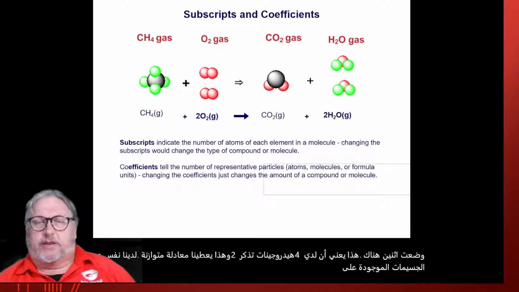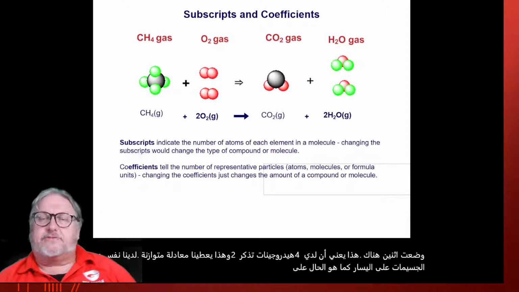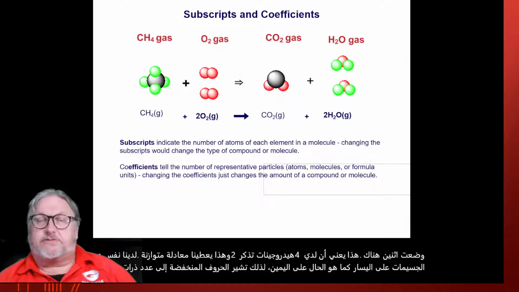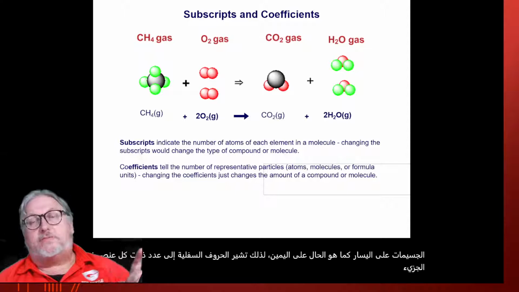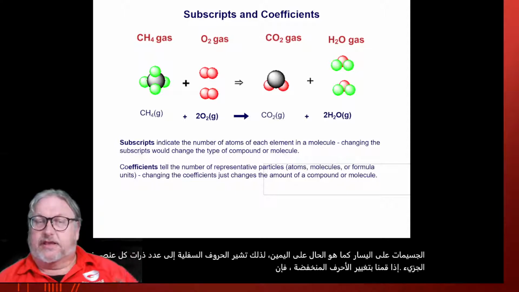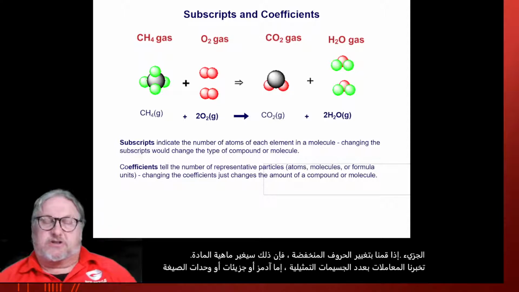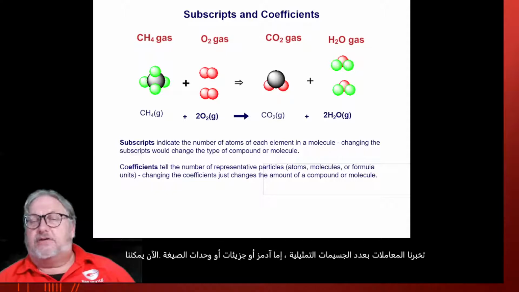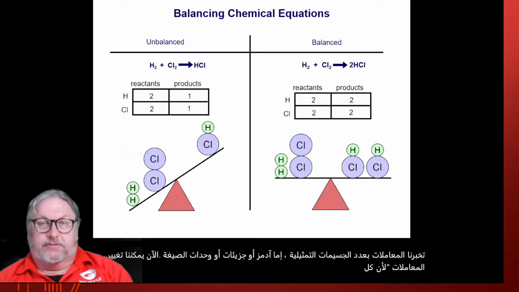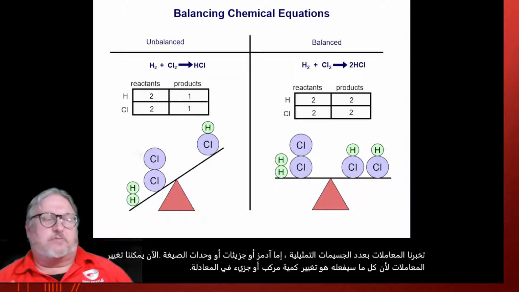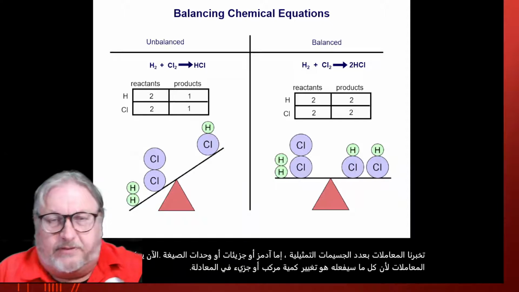The subscripts indicate the number of atoms of each element in a molecule. If we change the subscripts, that's going to change what the material is. You can't do that. Coefficients tell us the number of the representative particles, either atoms, molecules, or formula units. We can change the coefficients because all that does is change the amount of a compound or molecule in the equation. So this is what we want to consider when we balance something.